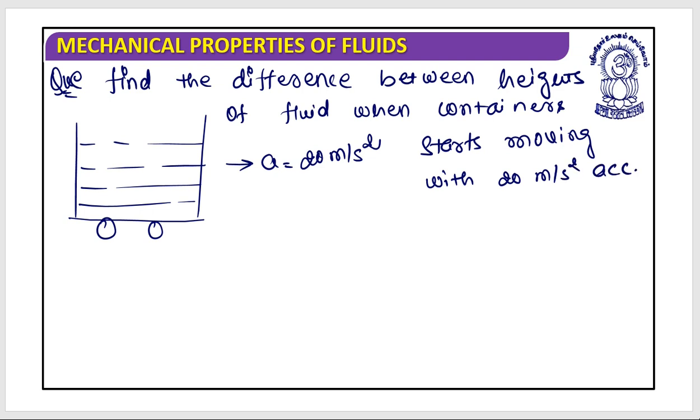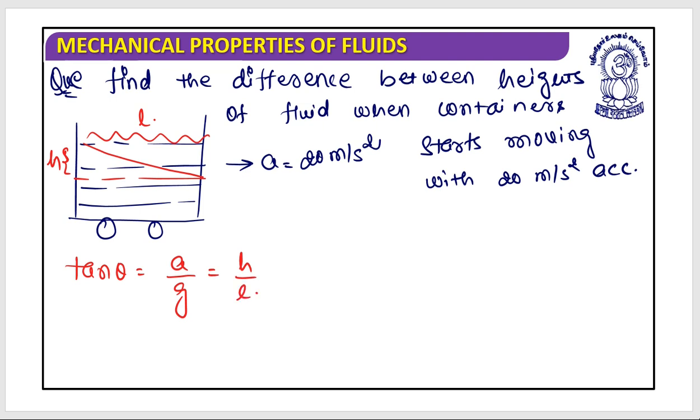So how will you do this? As we understand, as it starts moving, it will look like this, and this is the difference. So let's call this an L, and let's call this an H. So it is basically tan theta, which equals a by g, which equals H by L. Let's call this L as 10 centimeter. So I can equate this: a by g equals H by L.